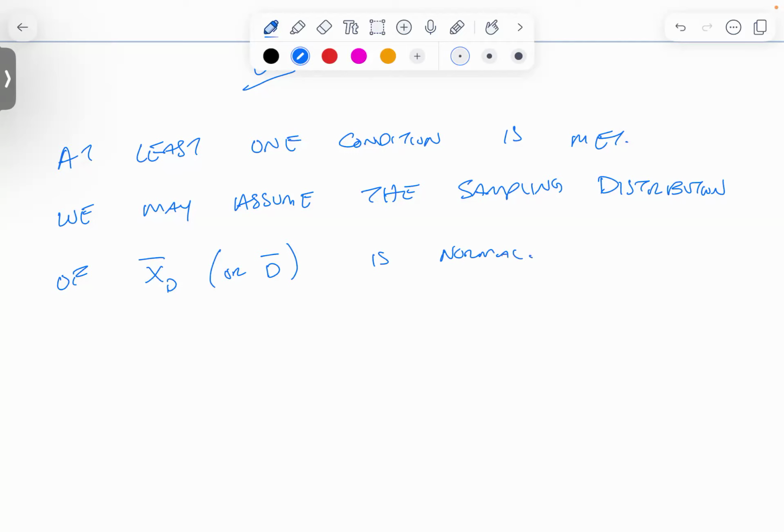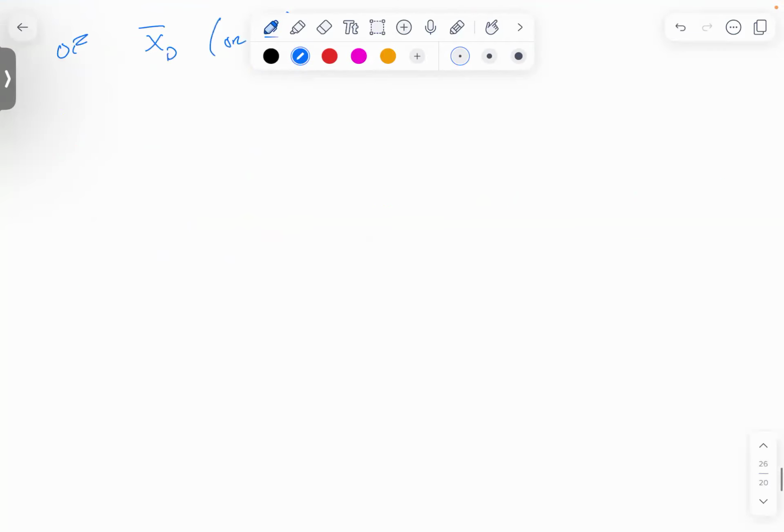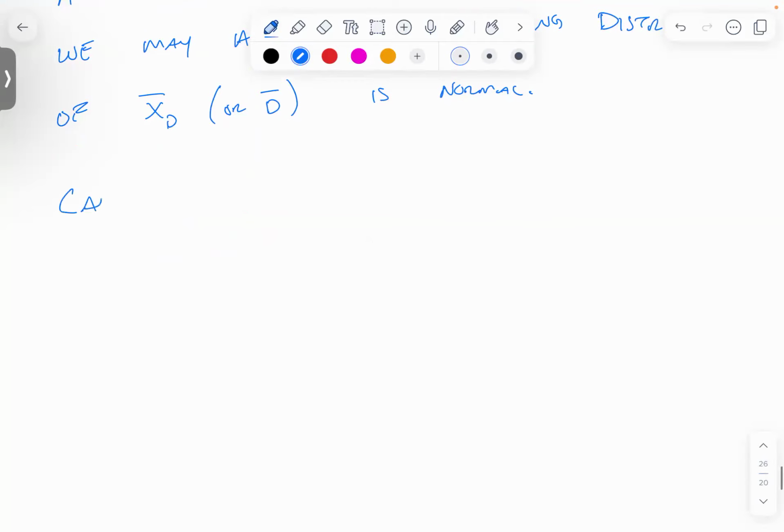We may assume the sampling distribution of X bar D, the sample mean of the differences, or D bar, you see both notations, is normal. Again, there's only one sample. I cannot emphasize that part enough. All right, calculations.